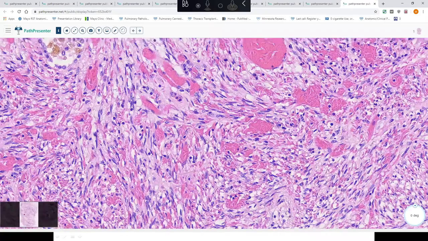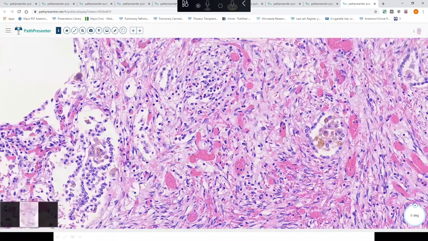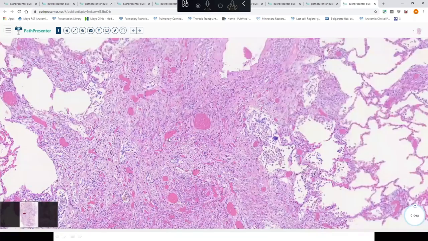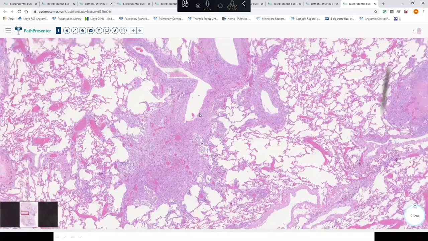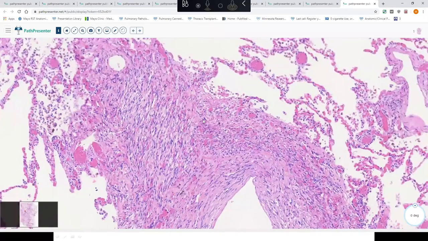The cells themselves look a little bit monotonous. There are these elongated, oval to spindled cells, and they're really hugging these arteries and bronchovascular spaces. You can get the sense that they're spreading along these and throughout the lung.